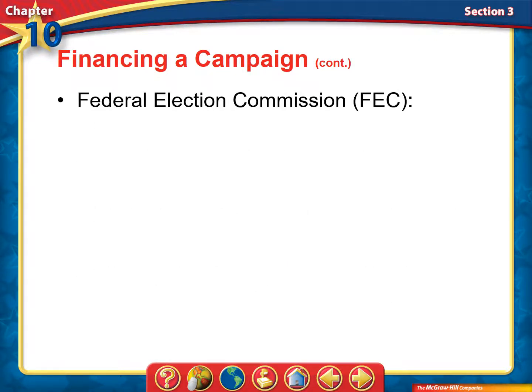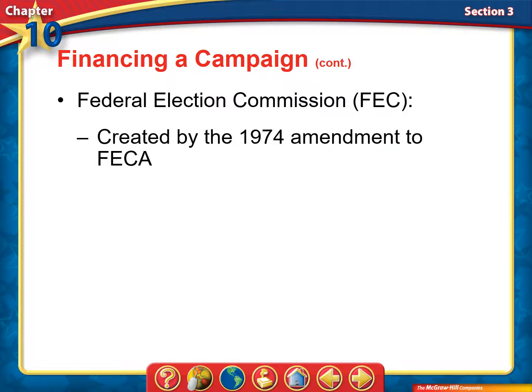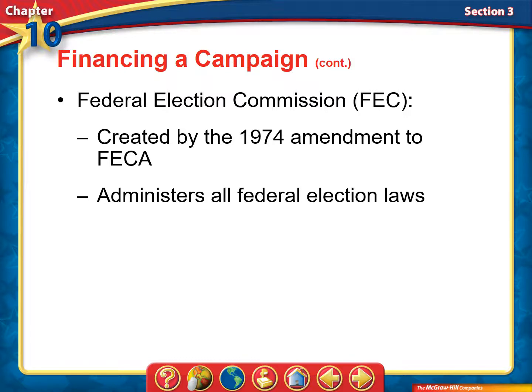Next, the Federal Election Commission was created in 1974 as an amendment to the Federal Election Campaign Act. So it was added to that law, and it was created to administer and enforce all of these laws related to elections. Their purpose is to monitor campaign spending, and that's why you can easily access all of this information. You can probably find it straight from their website.